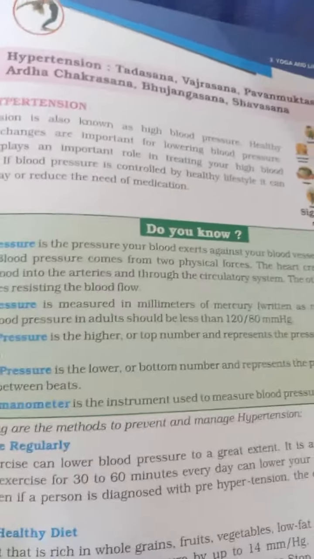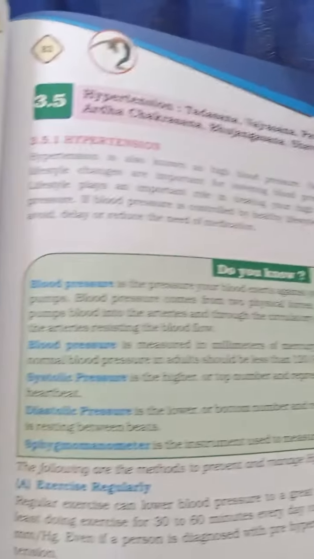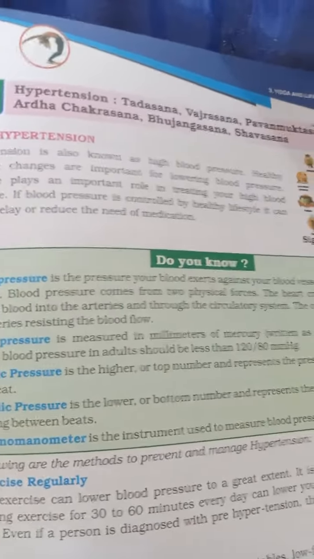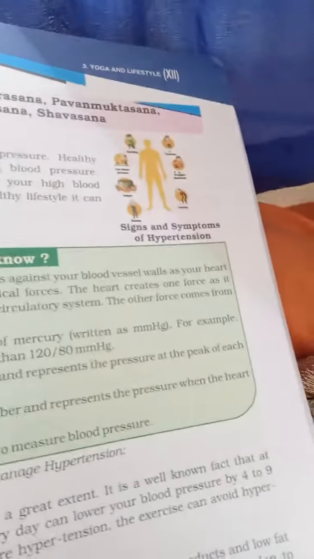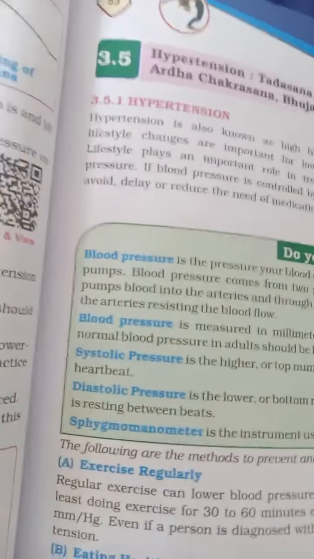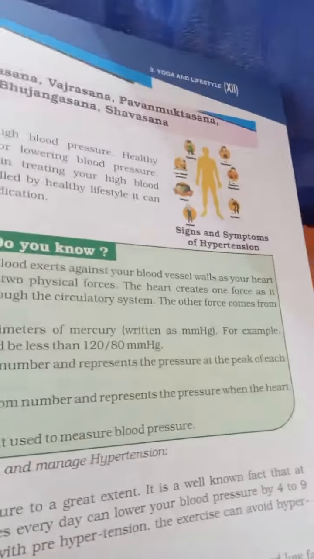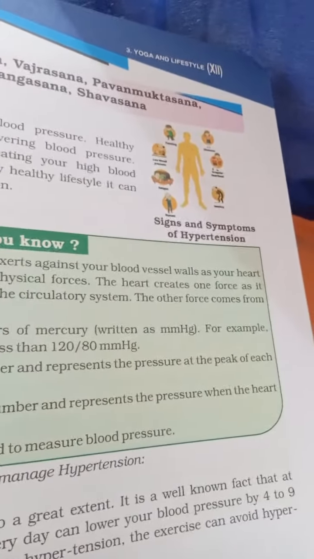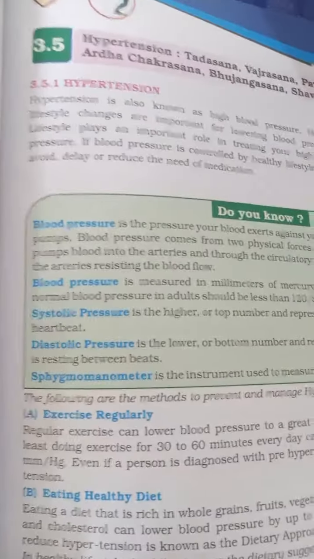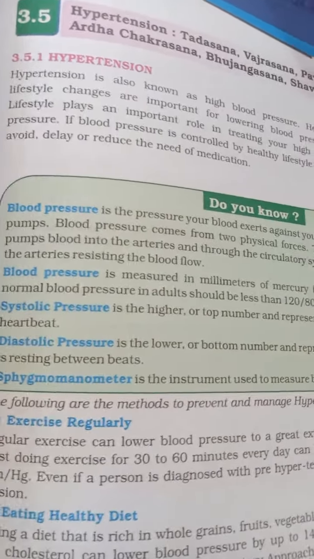Blood pressure comes from two physical forces. The heart creates one force as it pumps blood into the arteries and through the circulatory system. The other force comes from the arteries resisting the blood flow. So blood pressure is measured in millimeters of mercury, written as mmHg. For example, normal blood pressure in adults should be less than 120/80 mmHg.